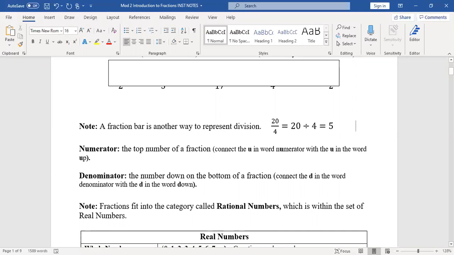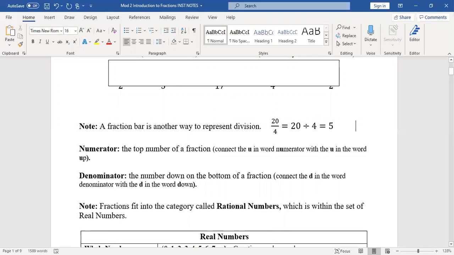The numerator is the top number of a fraction. A good way to remember that is that in the word numerator, there's a u, and in the word up, there's also a u. So think of numerator as the number up on top. Denominator is the number down on the bottom of a fraction. A nice way to remember that is to connect the D in the word denominator with the D in the word down.